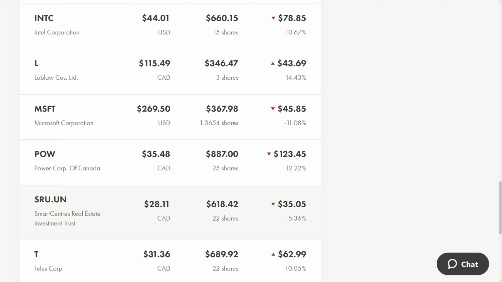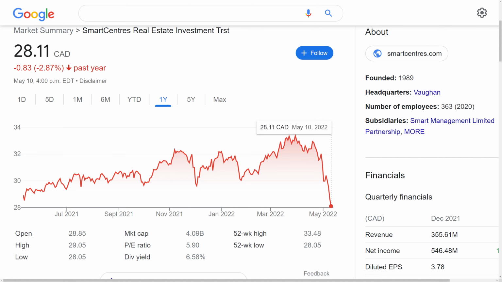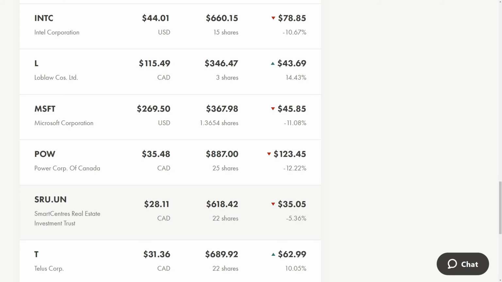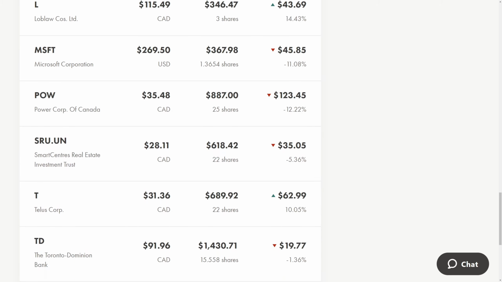And I also picked up a little bit more Smart Centers. So we went from 20 to 22 shares. And this is the lowest price it's been in a while. This one is giving almost a 6.5% yield right now, and it pays every single month. So real estate has been taking a real hit. I'll probably just keep dollar cost averaging into real estate over the coming weeks and months, and just keep increasing our passive income. So I was really happy to get some Smart Centers at like 28 a share. So that was really good. And TELUS actually reported excellent earnings as well.